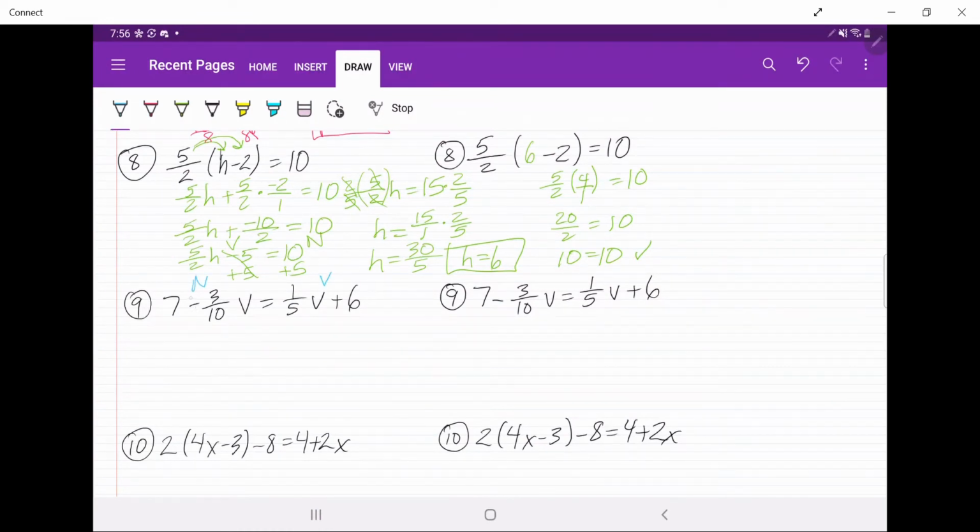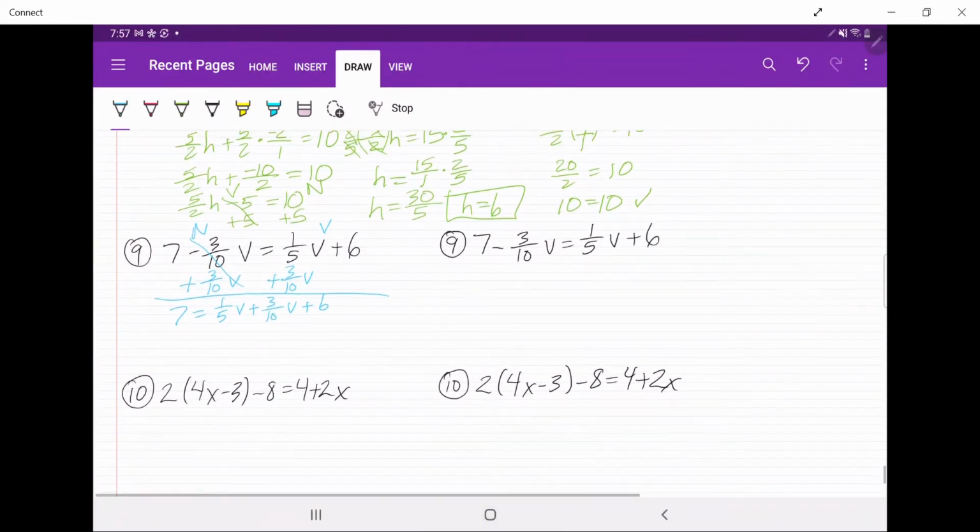So in order to have our numbers on the left, we need to remove the -3/10v. So the inverse operation of negative is positive. So we add 3/10v to both sides. And our new equation is now 7 equals 1/5v plus 3/10v plus 6.